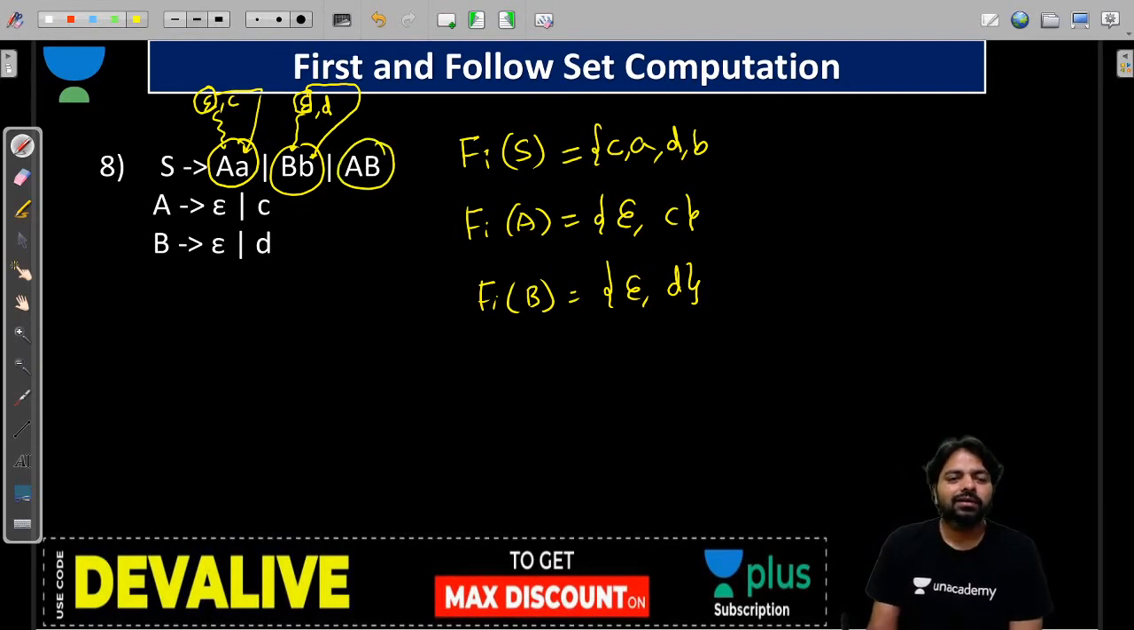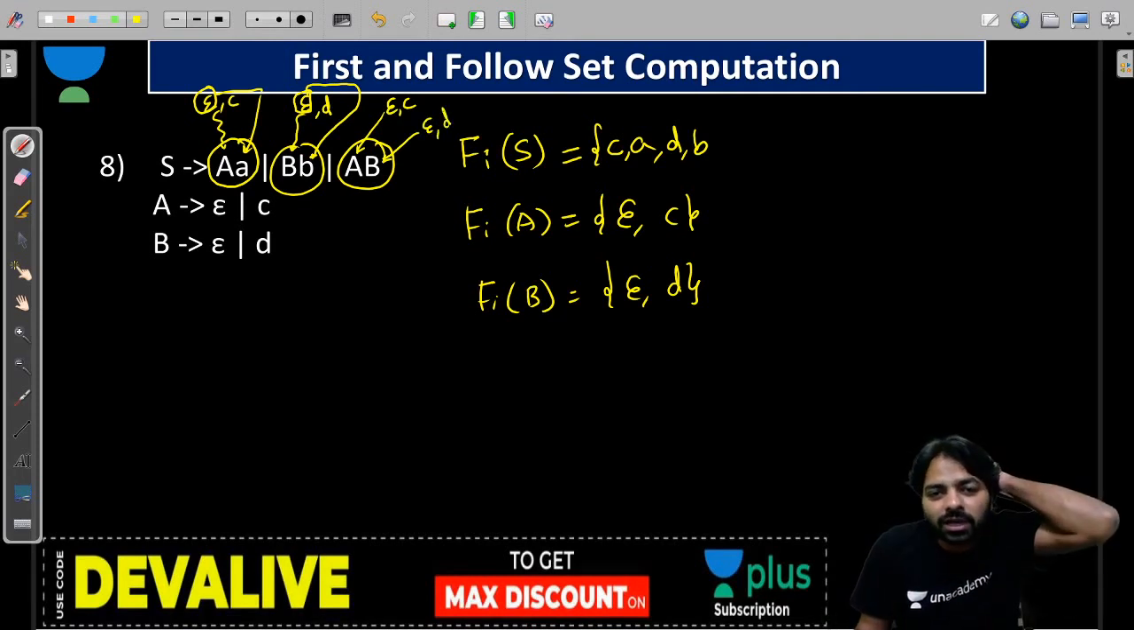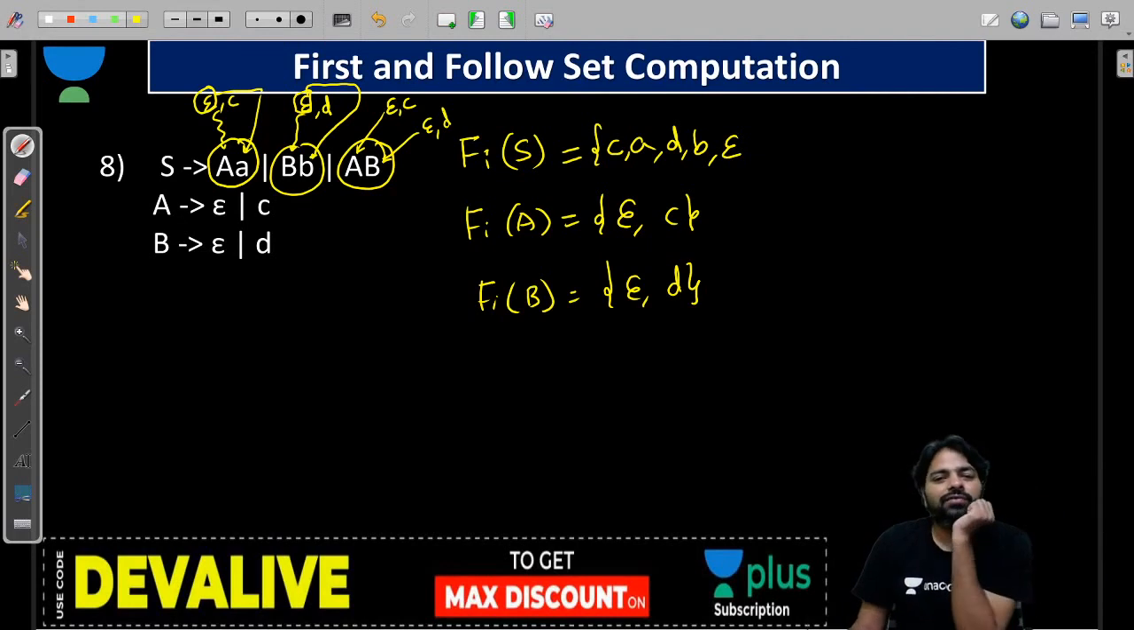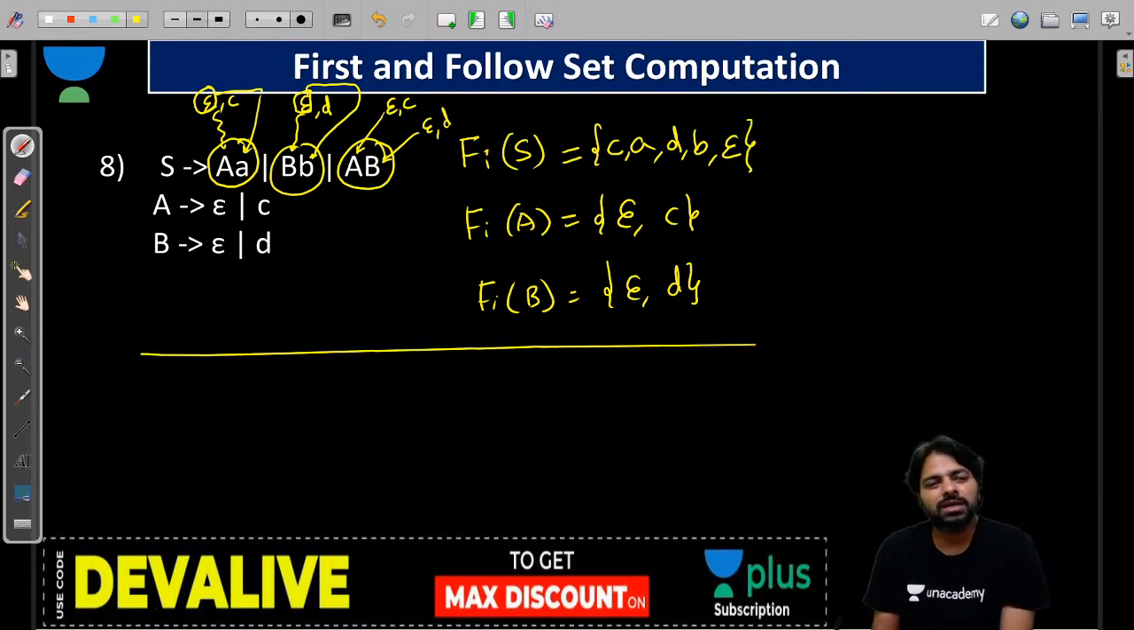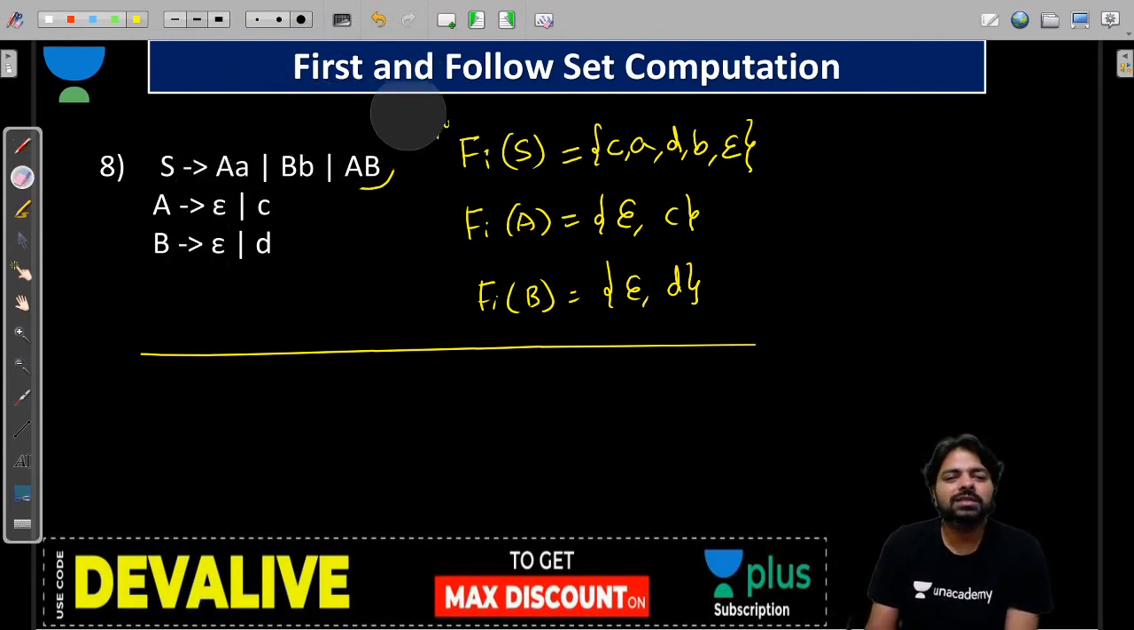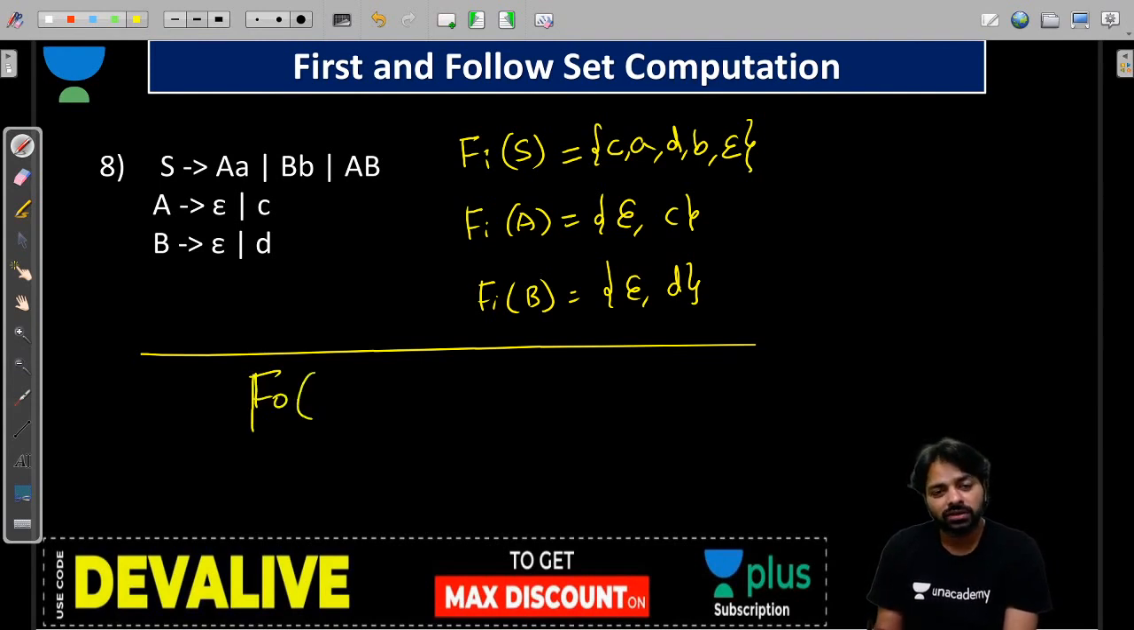And here you have 2 choices, epsilon, c, and for B you have 2 choices, epsilon, d. If both are epsilon, you will get epsilon. If one is c, other is epsilon, you will get a c. One is epsilon, other is d, you will get d. So all are covered. So you should be careful when you have so many epsilons here. When you don't have epsilon, there is no problem in the grammar for computing. Problem comes when you have non-terminal, when you have null production.